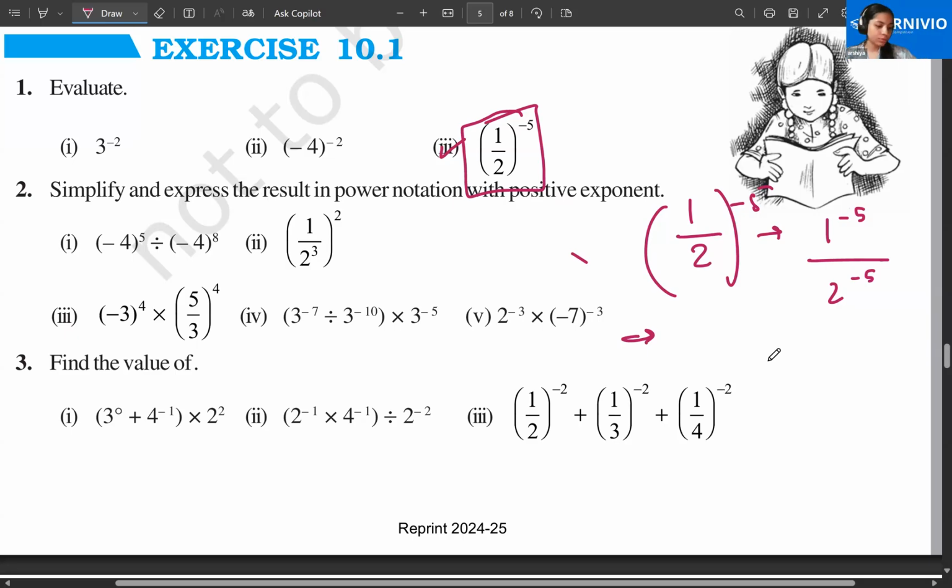Ma'am, it's 5. For the third one, the final answer: it came as 2 to the power of 5 by 1 to the power of 5. Then solve it further. So 5 into 5, it's 25. So it's 25 by, and 5 into 1 is 5.